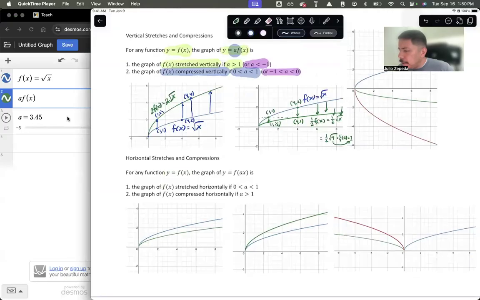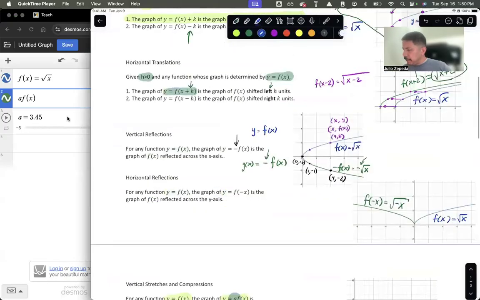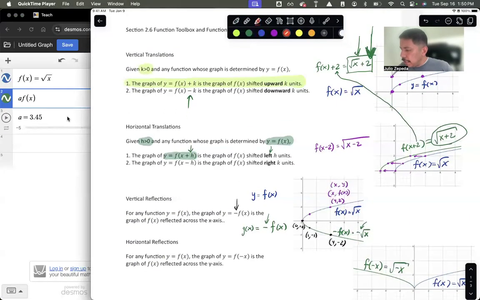It's a little bit counterintuitive, but similar to how we said if you subtract a number outside of the function, that's going to go down. In the vertical, it kind of makes more sense to me. I think it's more intuitive, but subtracting makes the vertical translation go down.